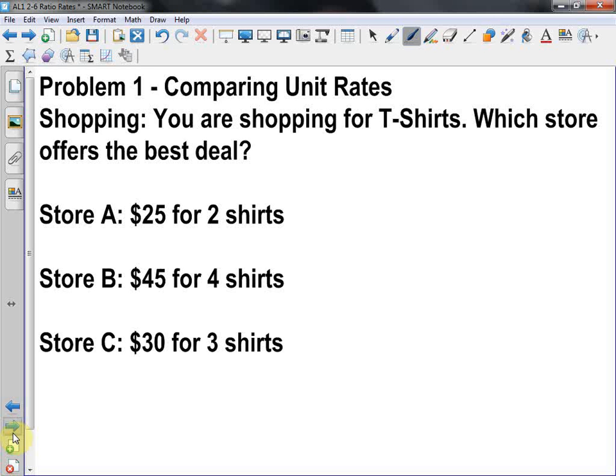Now, first off, these 3 stores with the dollars and the shirts, are those rates? Could we make those into rates? Yeah. Are they both units? Yeah, we have dollars and shirts, so they're both units. So let's make each one of these into rates, okay? Eric, what's the rate of the top one?